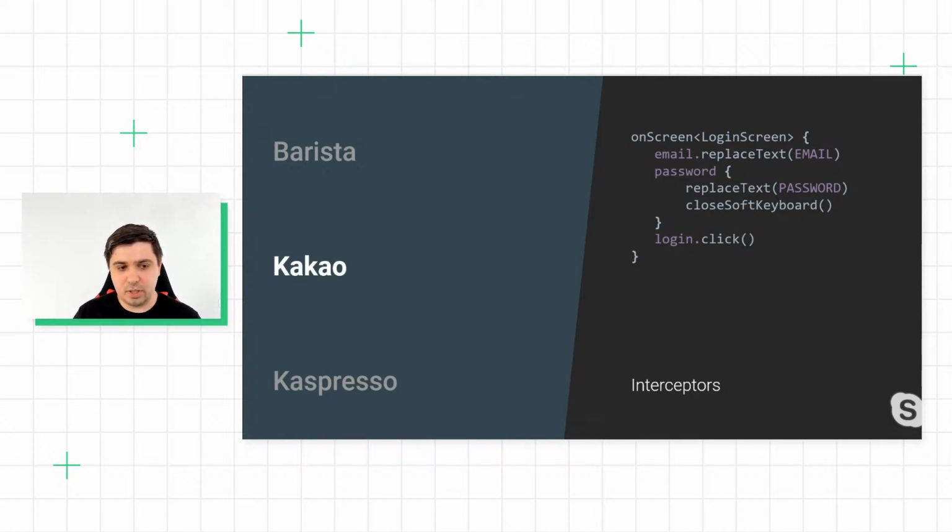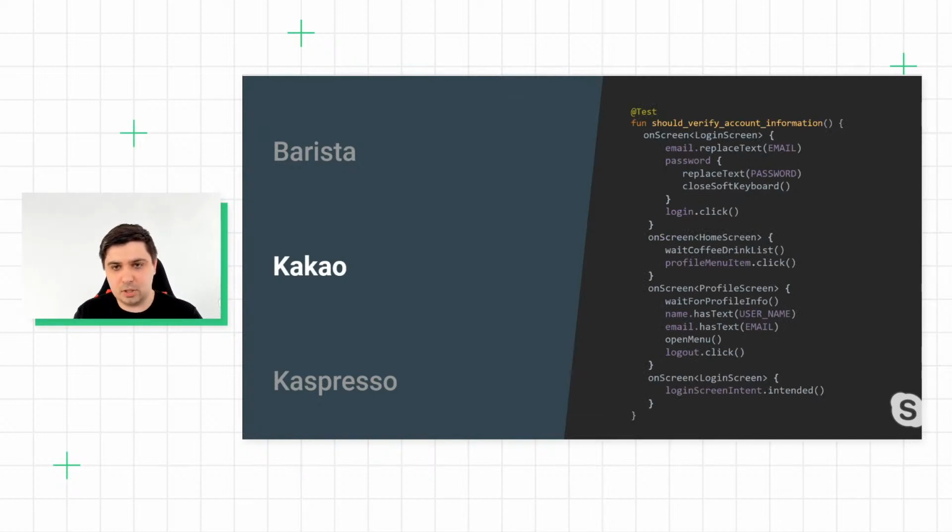Let's come back to our scenario and rewrite the same scenario with the Kakao framework. As you can see here, it's much more readable. We are on the login screen, we enter email, password, press login. We are on the home screen, we just click on the profile menu navigation, etc. It's much more readable, and even a person who is not familiar with writing tests can read and understand this test. And of course, it's much better from a readability perspective.